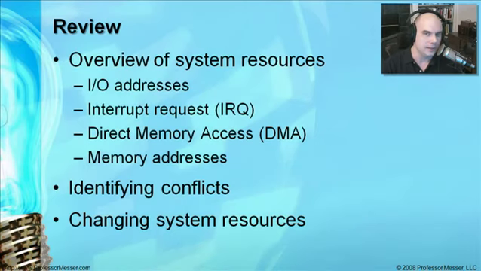In review, we've looked at system resources. You now understand exactly how the CPU addresses all of these different components in your system through I/O addressing, how your interrupt requests get the ear of the CPU so that it can process what's going on in the outside world here, and how DMA and these memory addresses are used to send information into the memory that's inside of your computer. We've also seen in your device manager how you can go in and identify conflicts and change any of those system resources.